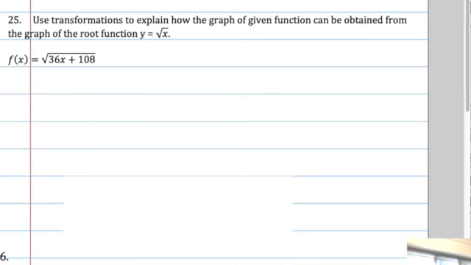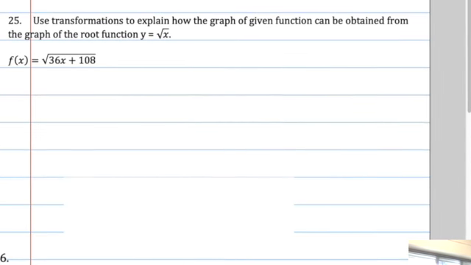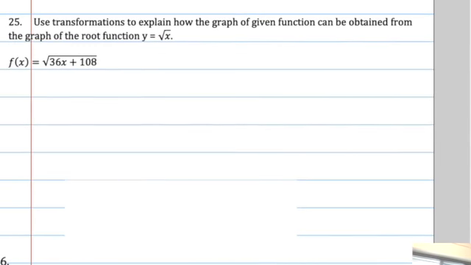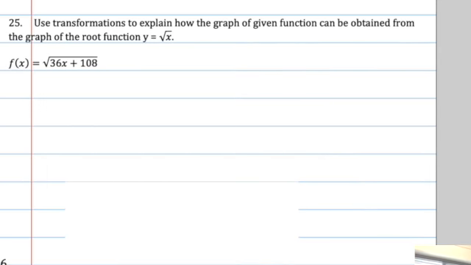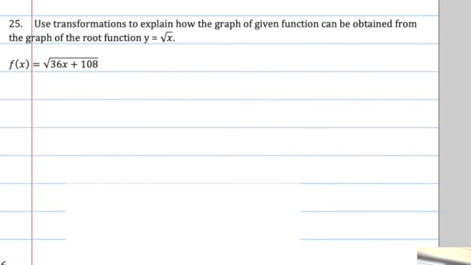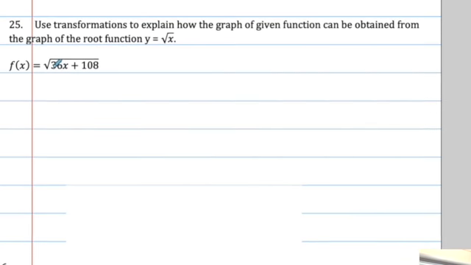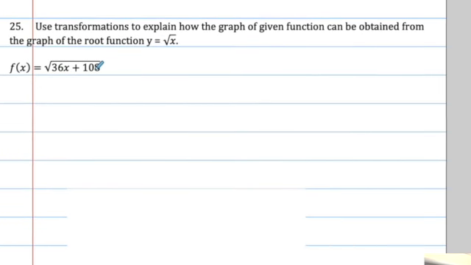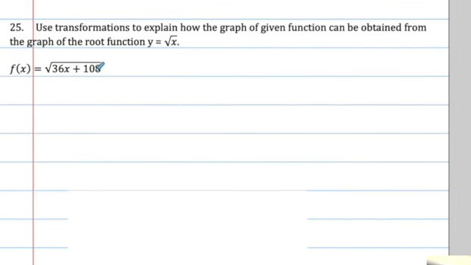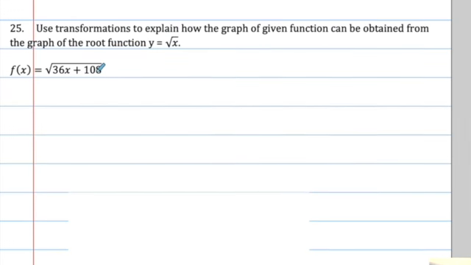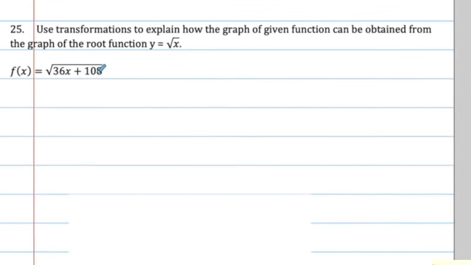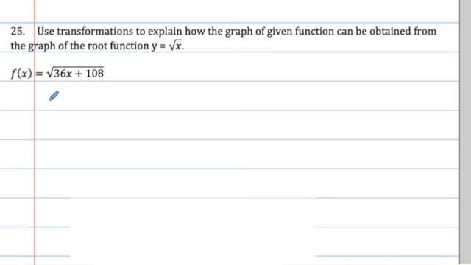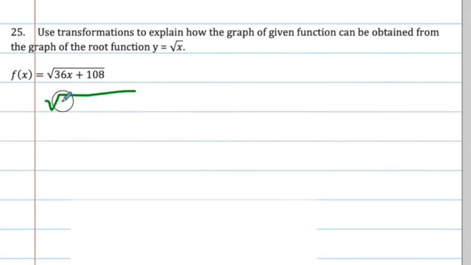Use transformation to explain how the graph of the given function can be obtained from the graph of the root function, which is y equals the square root of x. Now, when you have a function that looks like the square root of 36x plus 108, what you need to do is, first and foremost, see if you can factor out the greatest common factor. I know that seems weird, but try to factor out a greatest common factor, because you could lead by saying that this graph moved to the left 108 units and then that it was a horizontal stretch by a factor of 1/36, but I would rather you factor out the greatest common factor of 36 first.